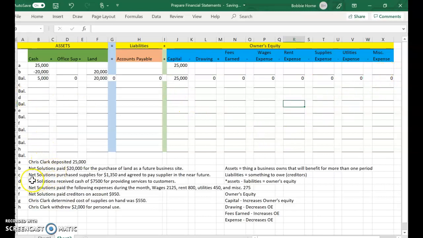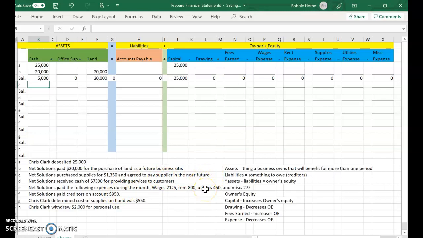So for C, Net Solution purchased supplies for $13.50 and agreed to pay suppliers in the near future. So Net Solution is purchasing supplies. Well, how do they purchase those supplies? They have to use cash. If it says in the near future, that means they're not using cash. So what's going to happen?